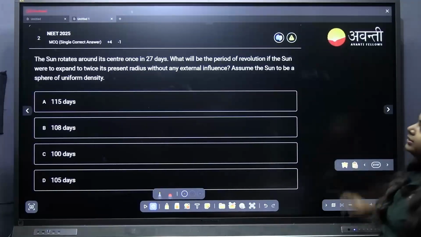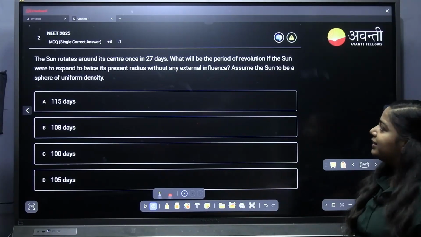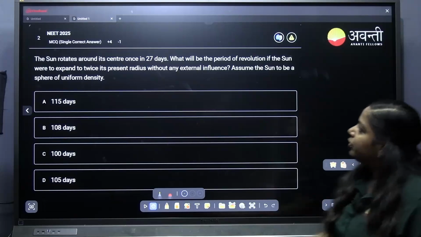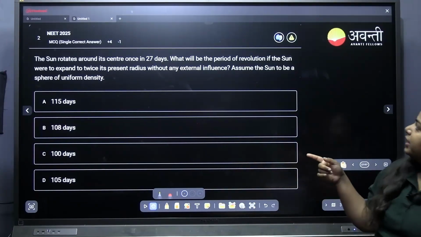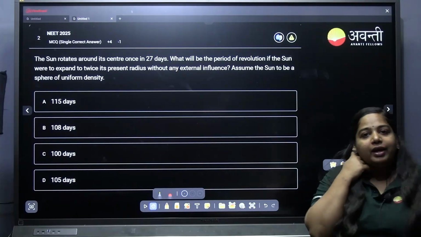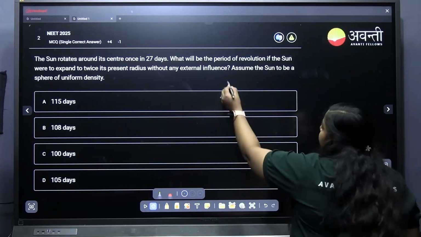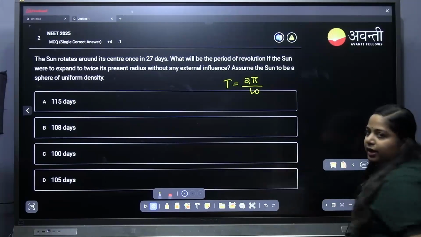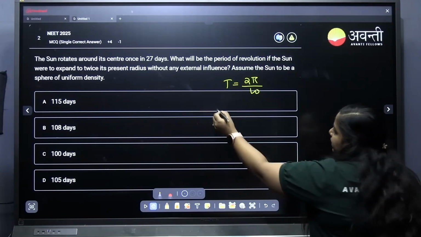Okay, next one: the Sun rotates around its center once in 27 days. What will be the period of revolution of the Sun if it were to expand to twice its size without changing the mass? Okay, so this way we have to apply conservation of angular momentum. Time period equation is 2 pi by omega. So omega changes, time period will change.